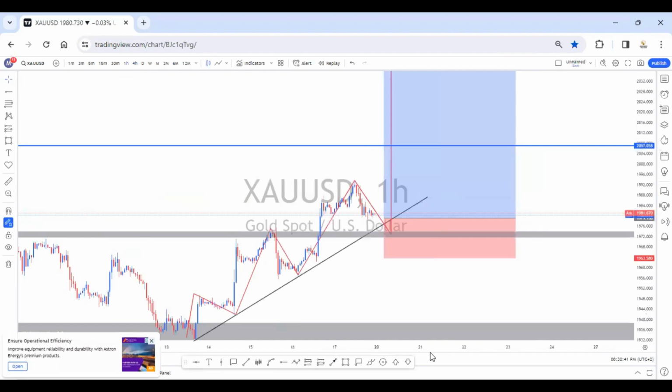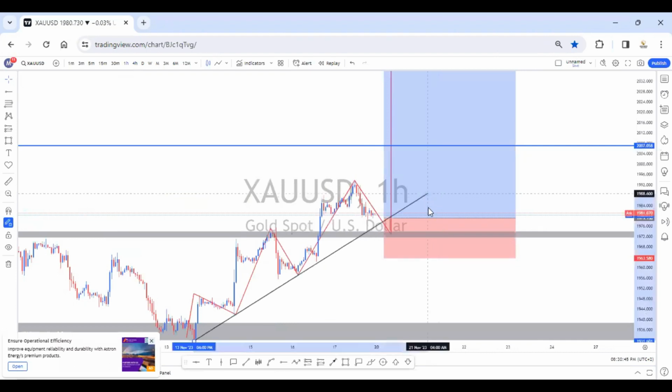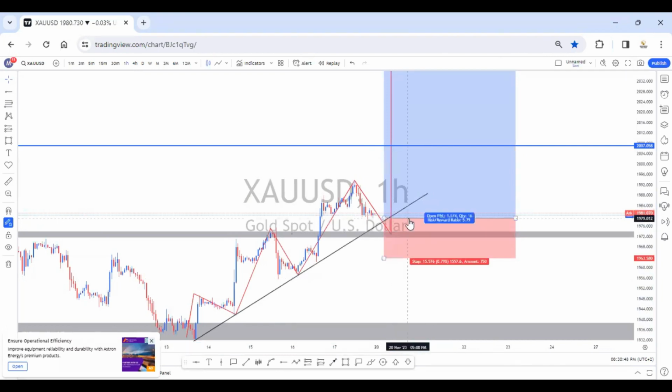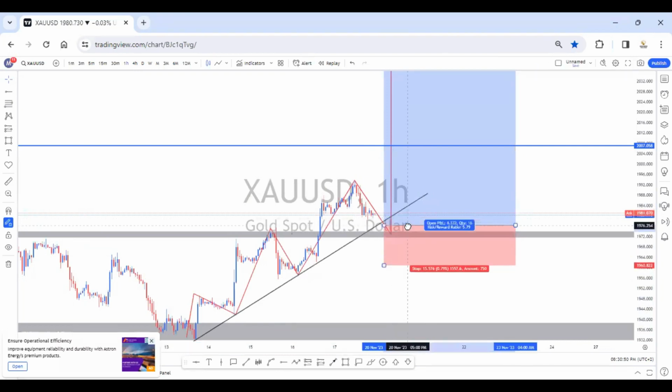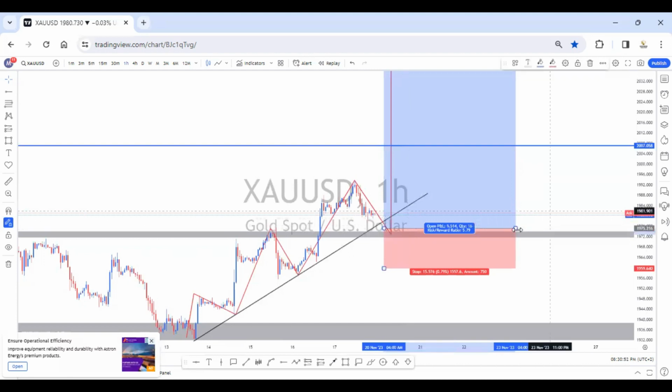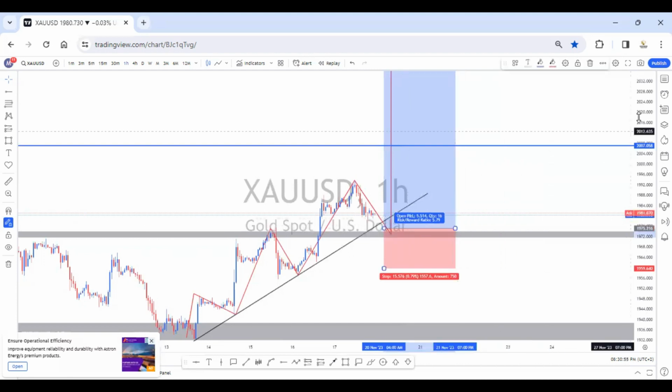Guys, this is what I see right now on the gold. So I'm expecting a buying opportunity on the gold.